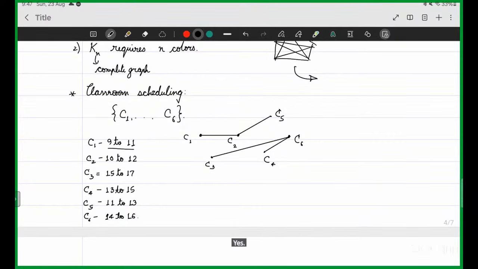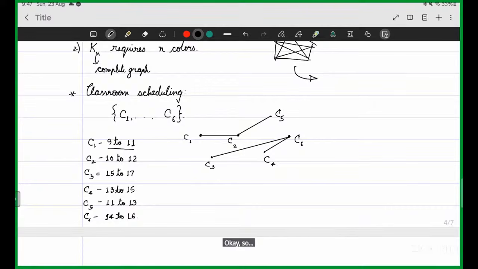Okay, and the last one is C6. For C6, have I written down all the clashes? Sir, it can be C3. Yes. C6 to C3. C3 is already done, right? Taken care of. C4 also, so, done, yeah.